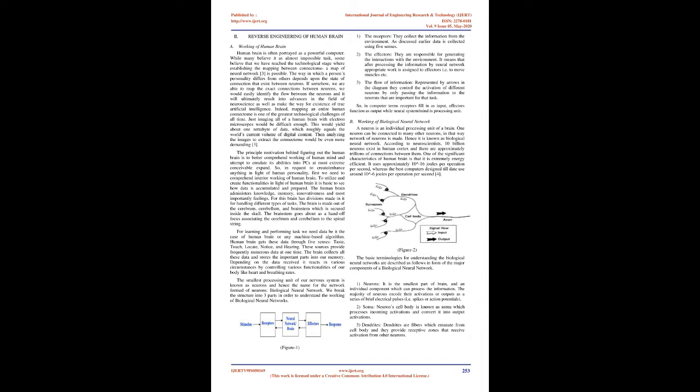The human brain is often portrayed as a powerful computer. While many believe it is almost an impossible task, some believe that we have reached the technological stage where establishing the mapping of the connectome, a map of the neural network, is possible. The way in which a person's personality differs from others depends upon the state of connection that exists between neurons. If somehow we are able to map the exact connections between neurons, we would easily identify the flow between the neurons, and it will ultimately result in advances in the field of neuroscience as well as make the way for the existence of true artificial intelligence.